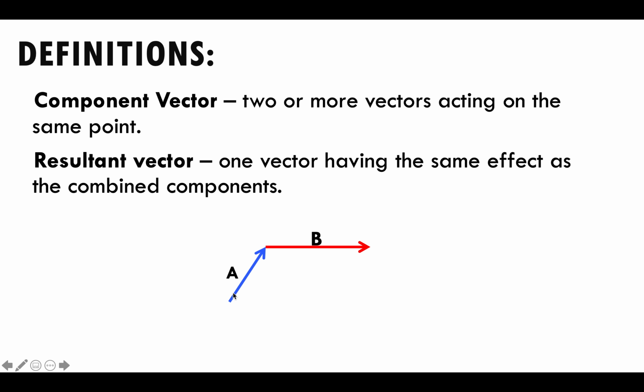For instance, here I have vector A and B. These would be my component vectors. They're just one after the next. Versus my resultant vector, which is going to start in the same place and end in the same place. That's what I'm solving for, my result. What's the result of these 2 other vectors?